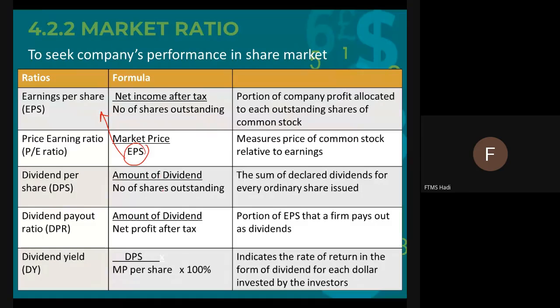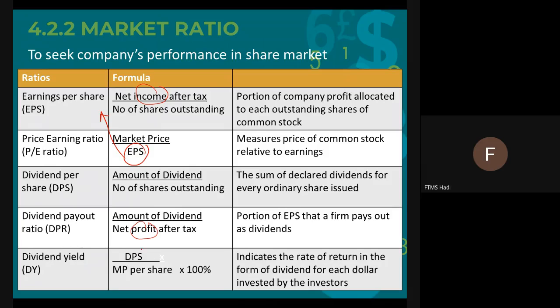Dividend per share is dividend divided by number of shares outstanding, the sum of declared dividends for every ordinary share issued. Dividend payout ratio is dividend divided by net profit after tax. Net profit and net income are the same thing. Please bear in mind, net profit and net income are the same thing. In Malay we call it keuntungan bersih.